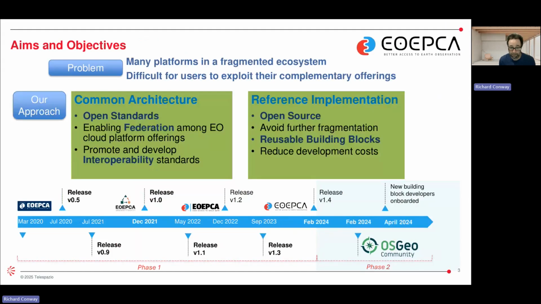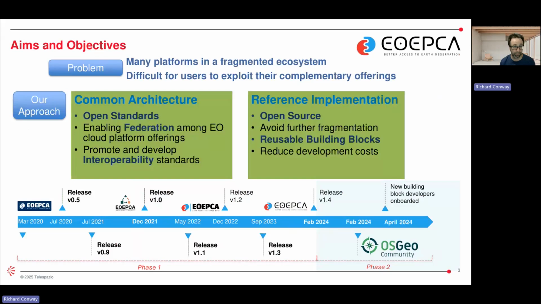So there are many such platforms, data platforms, processing platforms, and the problem that has arisen as a consequence is that now there are many platforms, but the ecosystem is quite fragmented, such that it's not easy for users to use the offerings of those platforms in combination. Often they're quite complementary, and what we're trying to do is to facilitate that.